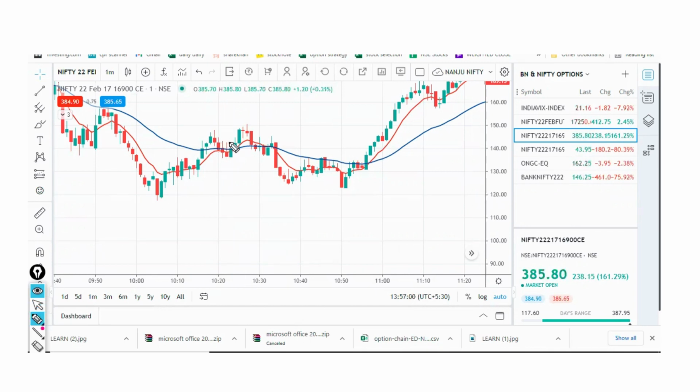This trade did not get activated. See, after this one, these two red candles were made. So the trade did not activate. So this is null and void.